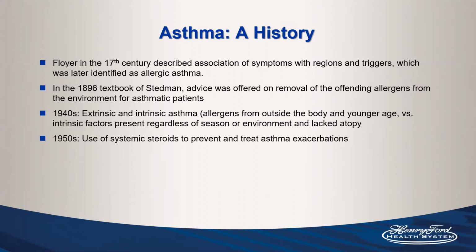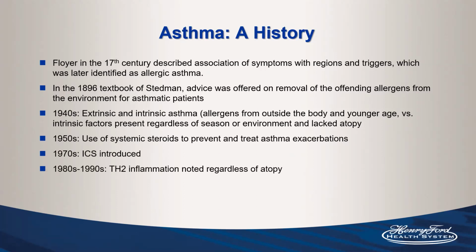And then in the 50s, use of systemic corticosteroids gained mainstream use to prevent and treat asthma exacerbation. In the 70s, the inhaled corticosteroids were introduced. In the 80s and 90s, the T helper 2 inflammation, or type 2 inflammation, was noted regardless of whether you have allergens or atopy. And then in the 2000s, the biologic agents started emerging in the treatment of asthma.